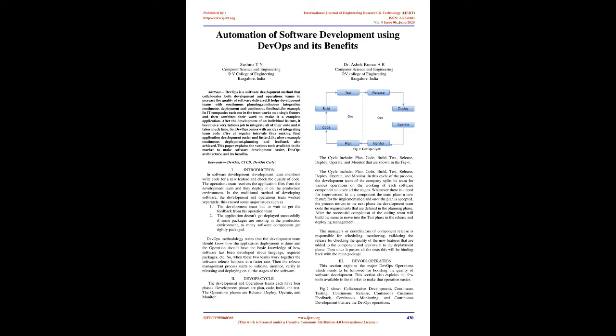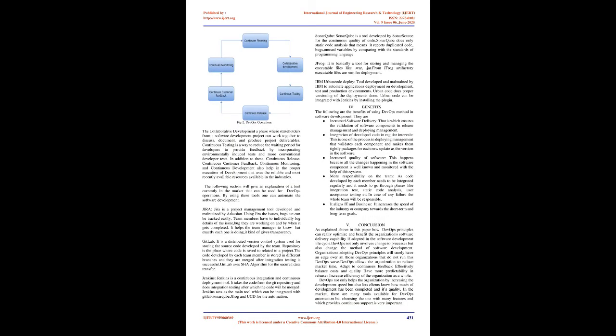In this cycle of the process, the development team of the company splits its team for various operations on the working of each software component to cover all the stages. Whenever there is a need for improvement in any component, the team plans a new feature for implementation, and once the plan is accepted, the process moves to the next phase. The development team codes the requirements that are defined in the planning phase. After the successful completion of the coding, the team will build the same to move into the test phase.